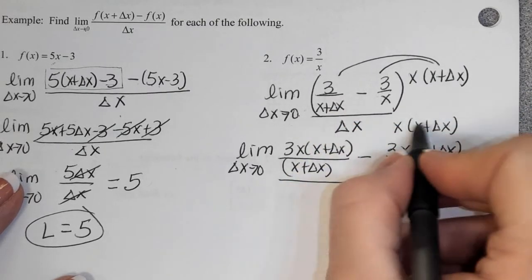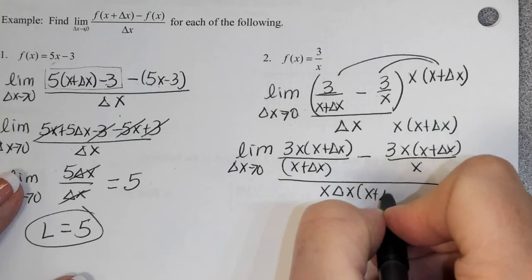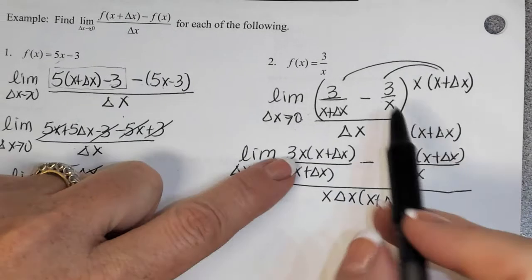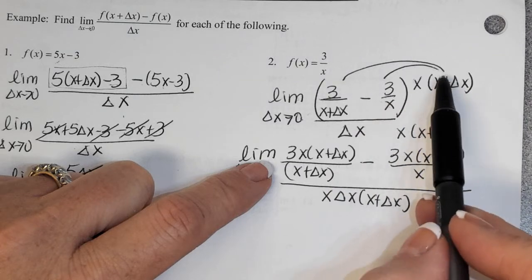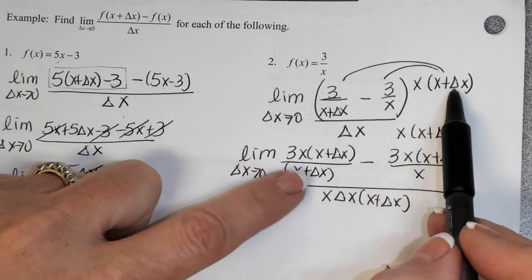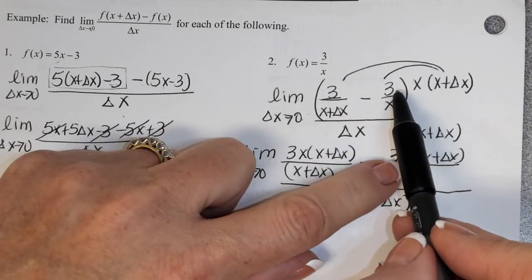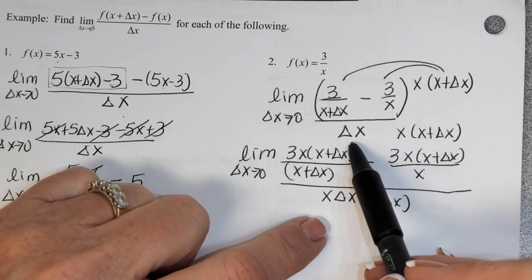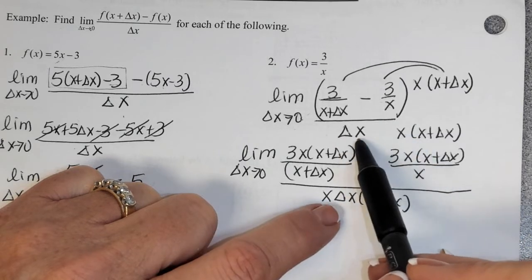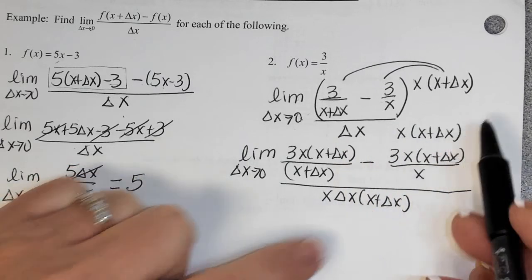And then on the bottom, I just have these. I have an x and a delta x and x plus delta x. Look again. This is in the numerator. This is really over 1. So I'm doing 3x times (x plus delta x) over that, minus 3x times (x plus delta x) over that. On the bottom, I'm just putting the x first, so it's not delta x, x. So x, delta x, and that.